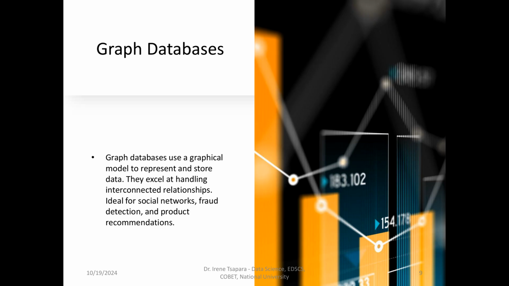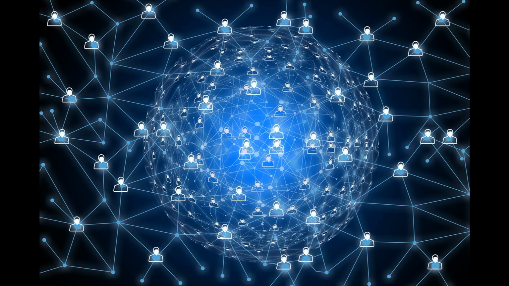Graph databases are designed to represent and query complex relationships in data. Instead of storing data in tables, they use nodes, edges, and properties to form a graph structure. This allows for efficient traversal and querying of interconnected data, making graph databases ideal for applications such as social networks, fraud detection, and recommendation engines.